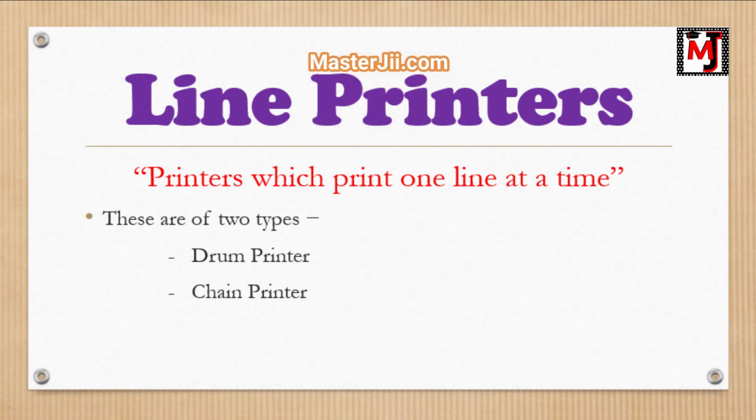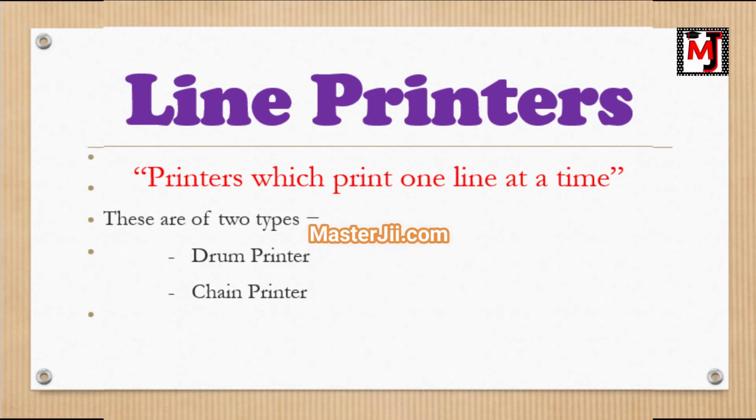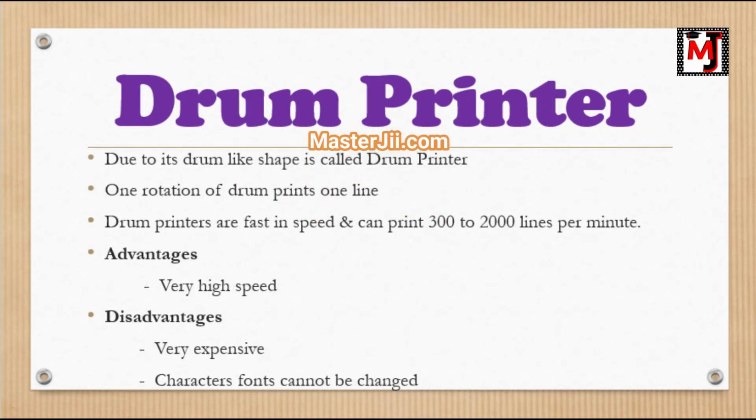Line printers are the printers which print one line at a time. These are of two types, drum printer and chain printer. First, drum printer. This printer is like a drum in shape, hence it is called drum printer. The surface of the drum is divided into a number of tracks. Total tracks are equal to the size of the paper. That is, for a paper width of 132 characters, drum will have 132 tracks.